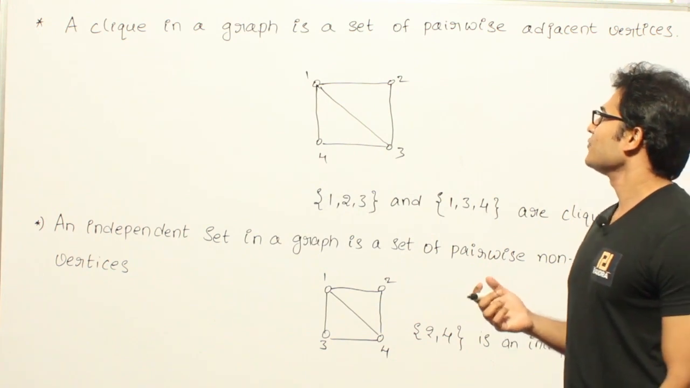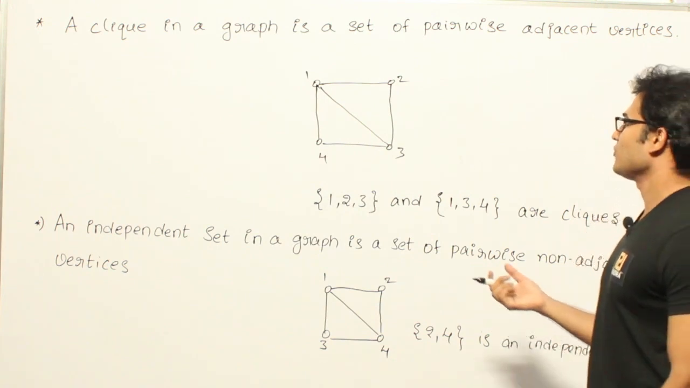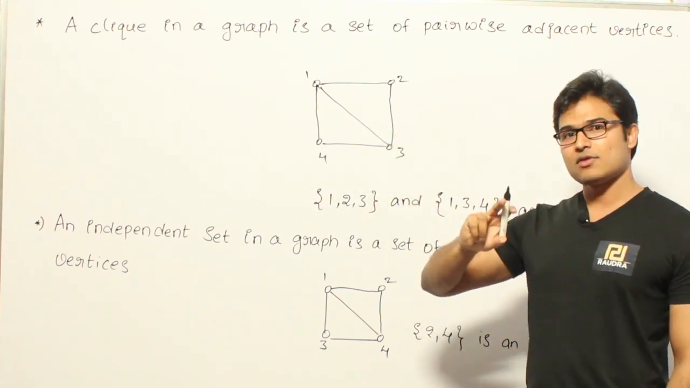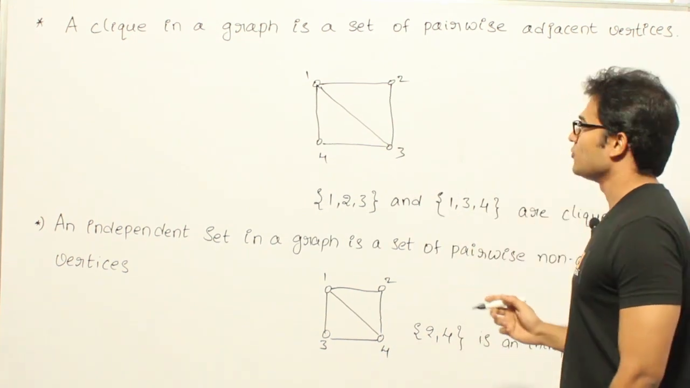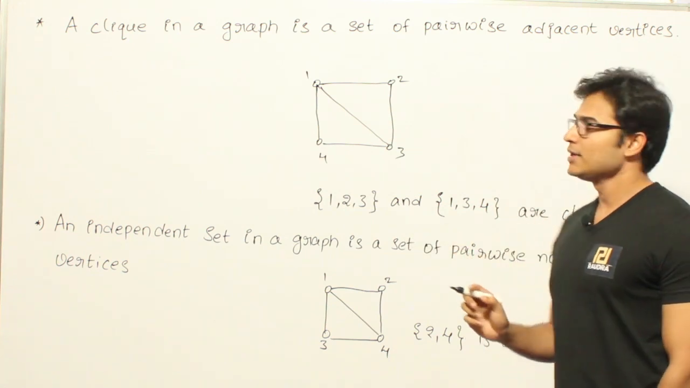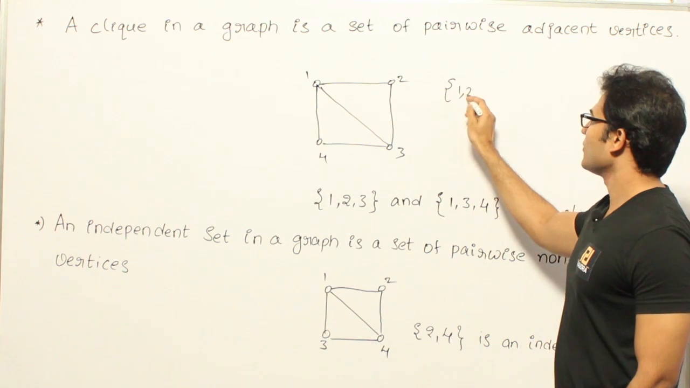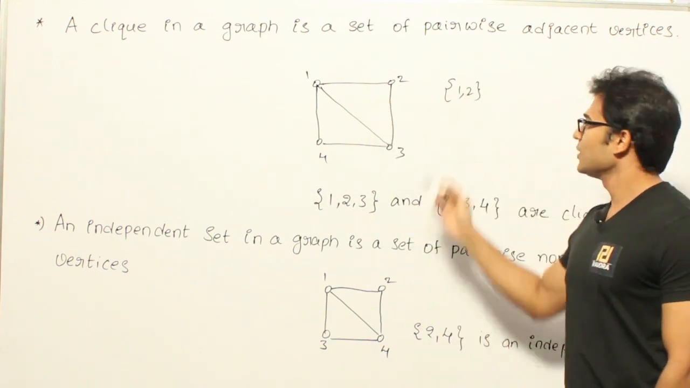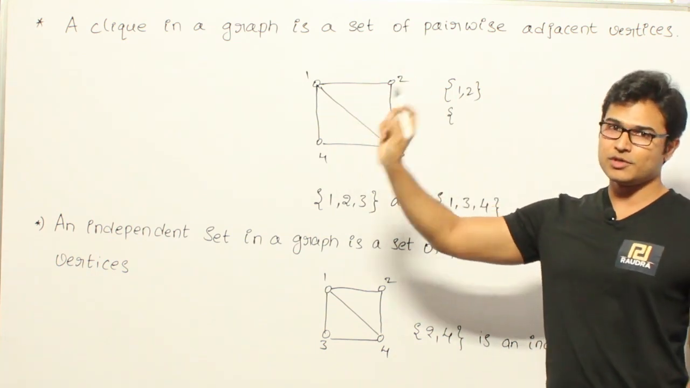Okay. Now let's see this. A clique in a graph is a set of pairwise adjacent vertices. So you have to find the vertices and form a set in such a way that all the vertices in the set are pairwise adjacent, right? Which means you should be able to form a complete graph with those vertices. So what are the various cliques in this? See this, one clique is 1, 2. Why? Because if you take them, they are adjacent. For every edge, you can take it and put it in a clique.